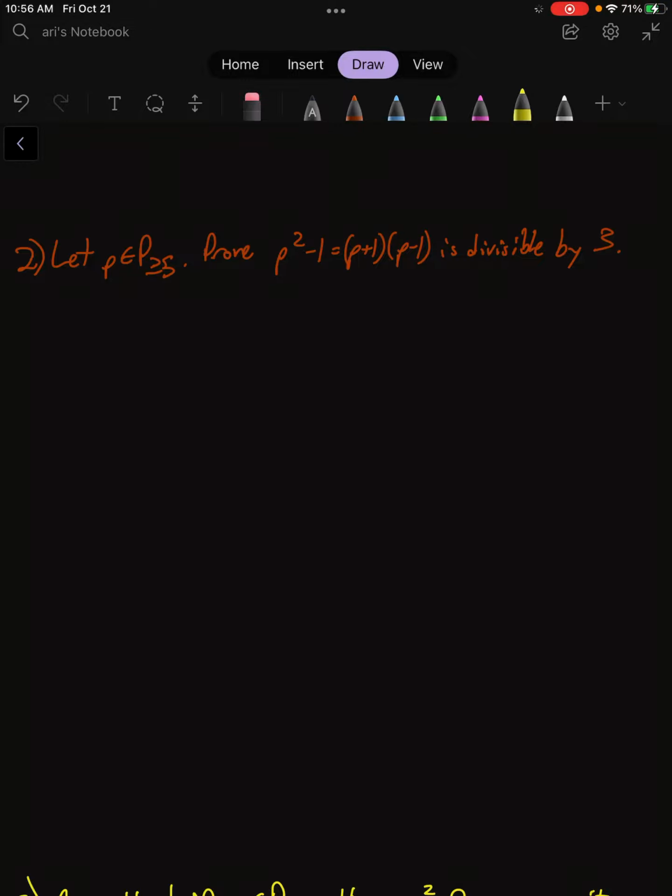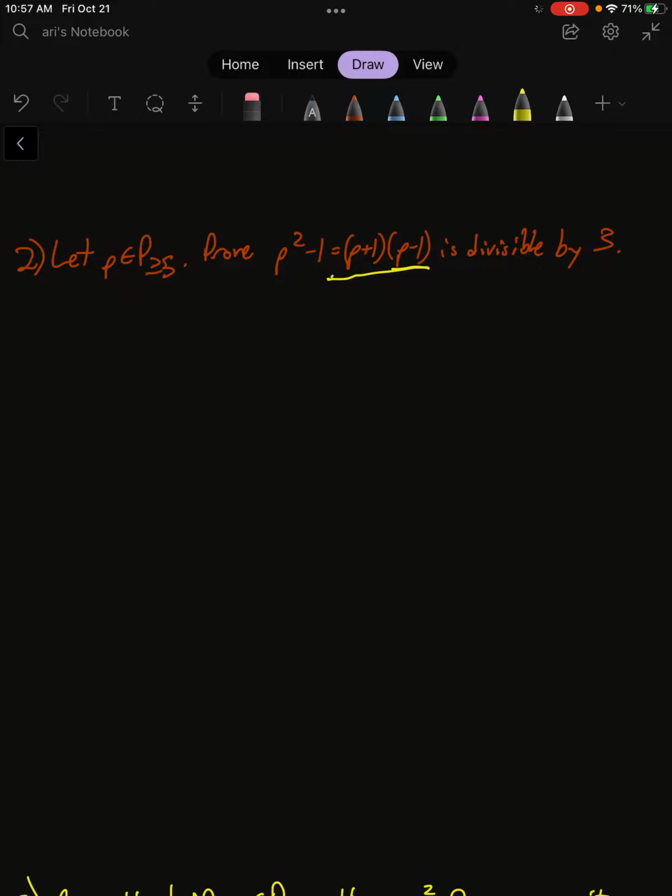for this to be divisible by 3, one of p plus 1 or p minus 1 has to be divisible by 3. That's a property of primes, of prime division, that when you divide some number by a prime, one of its factors has to be divisible by that prime in order for the entire expression to be divisible by the prime. So yeah, for p squared minus 1 to be divisible by 3, either p plus 1 is divisible by 3 or p minus 1 is divisible by 3, and that's proven in the lecture slides.